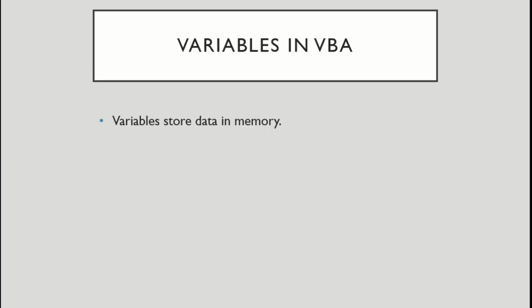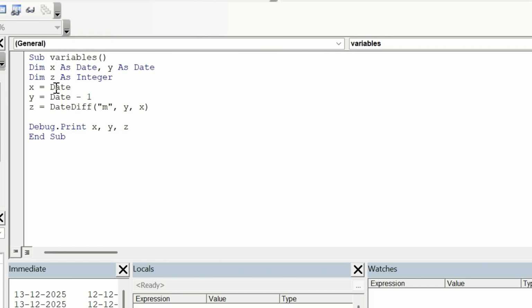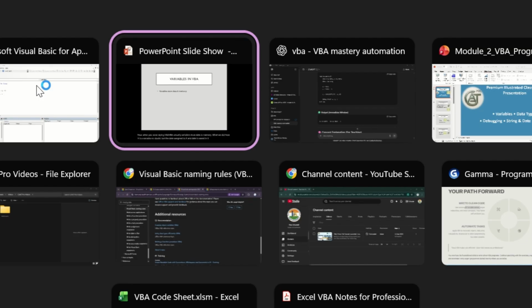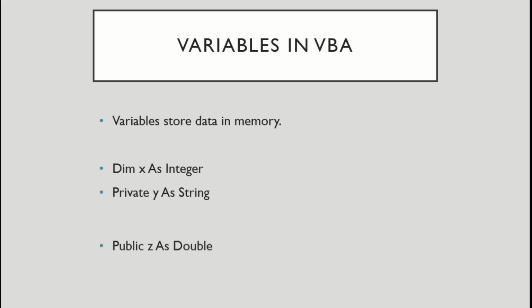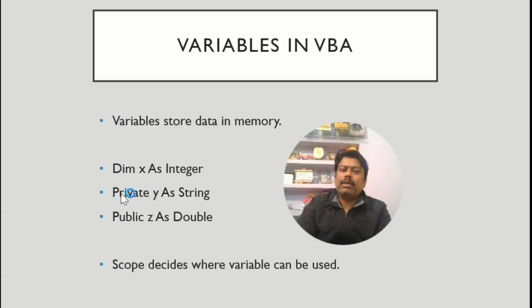Now variables in VBA, actually variables store data in memory. What we did here, x is a variable, no doubt, but the date is assigned to x and date is saved in x variable. Like in Excel, cell A1, that is dim x as integer, we have already discussed, and these are scopes: dim, private, public. Scope decides where the variable can be used, where it will be and how it will be. Dim, private and public are scopes.